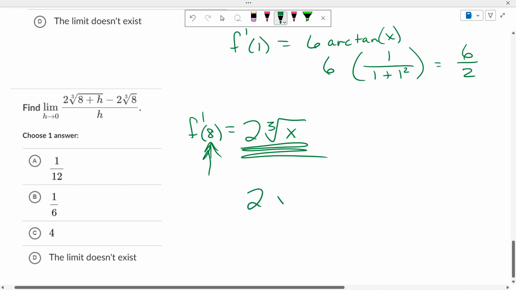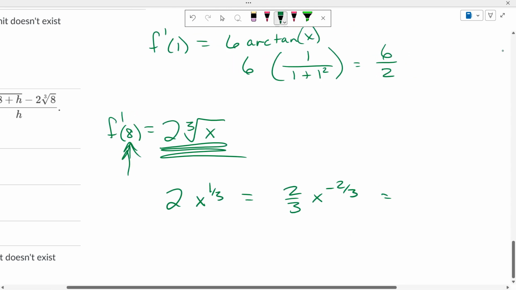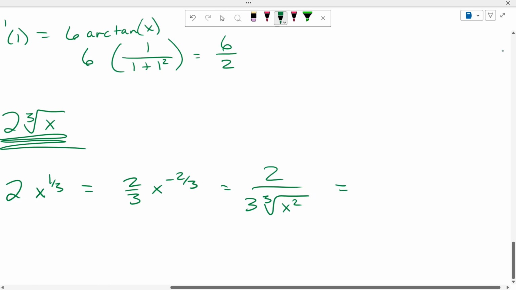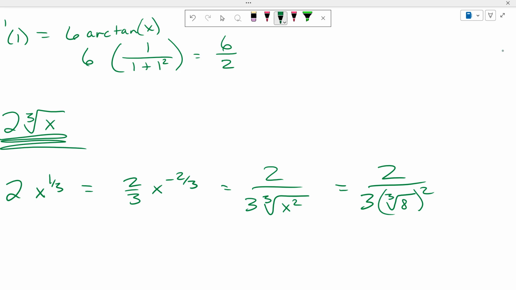So this is 2x to the 1/3 power. What's the first derivative of that? 2/3 x to the negative 2/3, or 2 over 3 times the cube root of x squared. Because x to the negative 2/3 is x to the 2/3 on the bottom. X to the 2/3 on the bottom is the cube root of x squared. What is the number I'm taking the cube root of? 8. So it's 2 times 3 times the cube root of 8, and then we're squaring it. I would rather do it in that order than take the cube root of 64. Either way, cube root of 8 is 2.